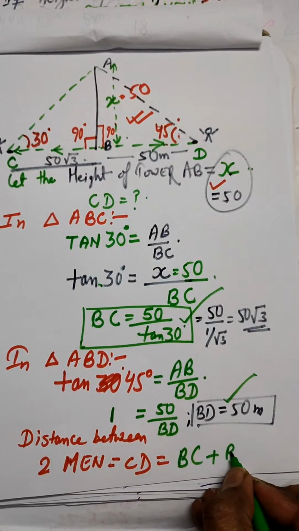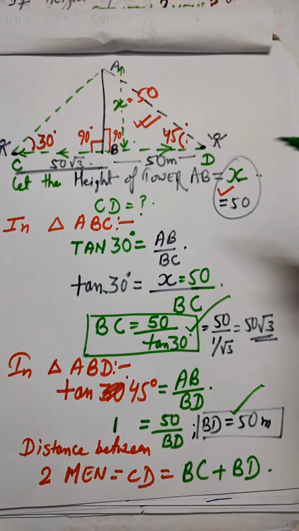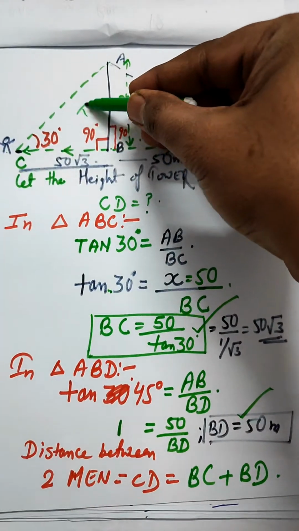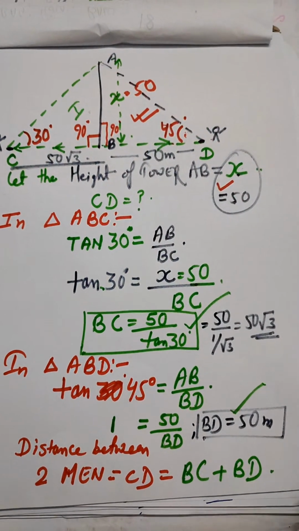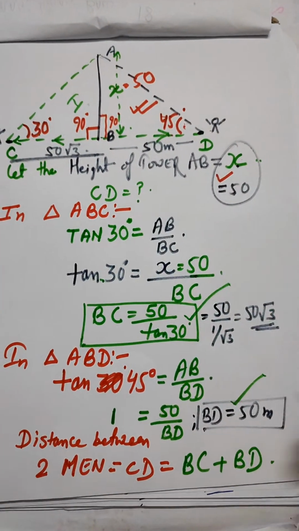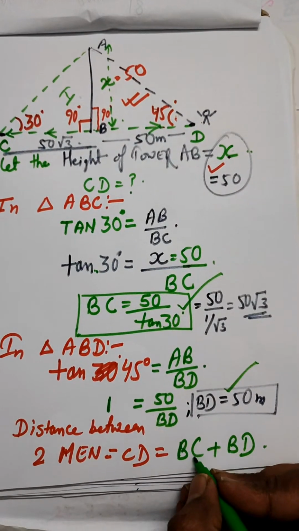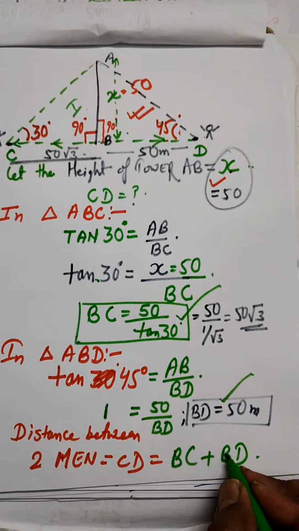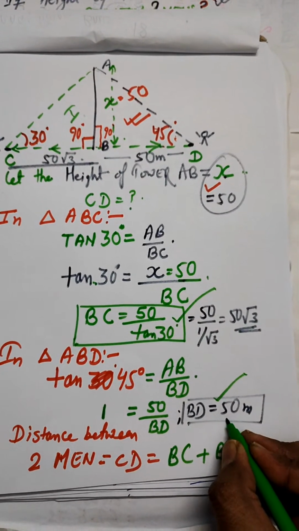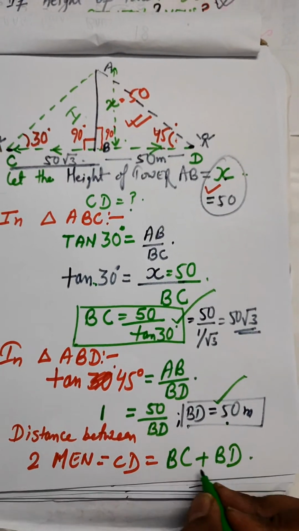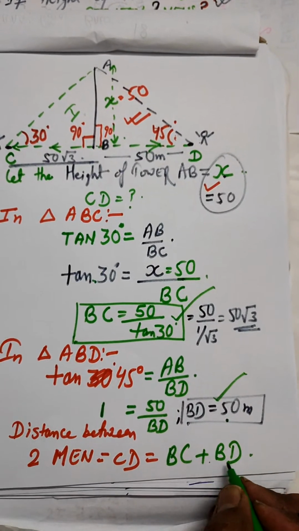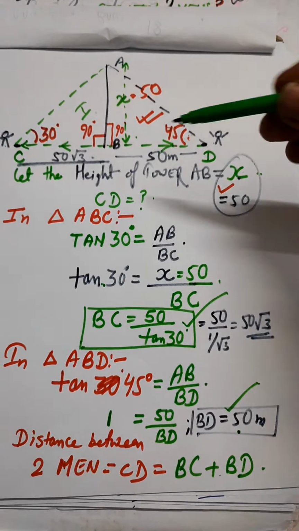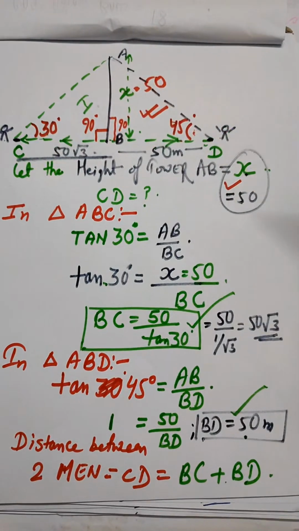BC plus BD. From the first triangle, we have calculated the value of BC, that is 50 root 3, right? So put the value of 50 root 3 over here, and in place of BD, put the value of 50. Just add them up, which will give you the distance between the two men, that is the distance between C and D.